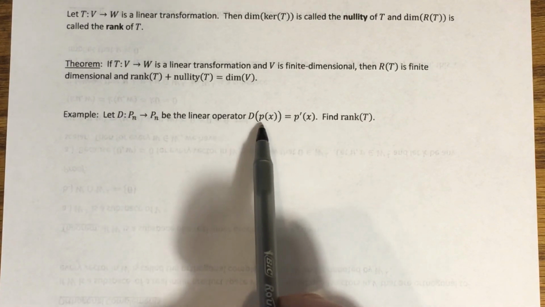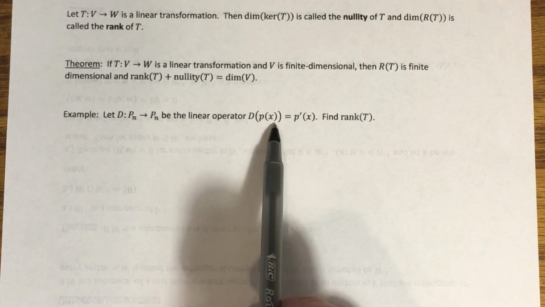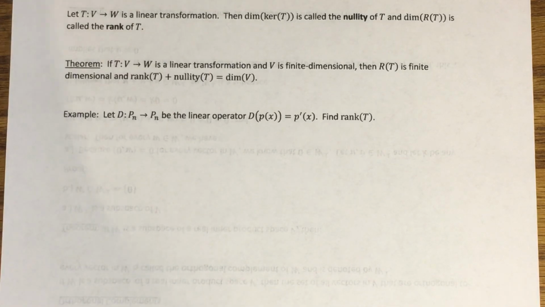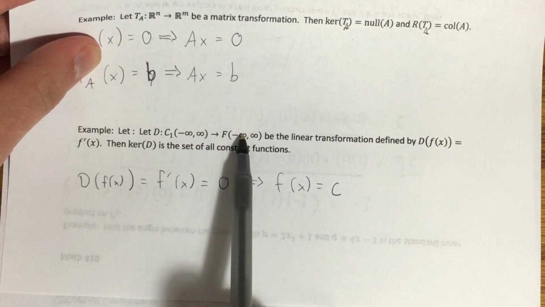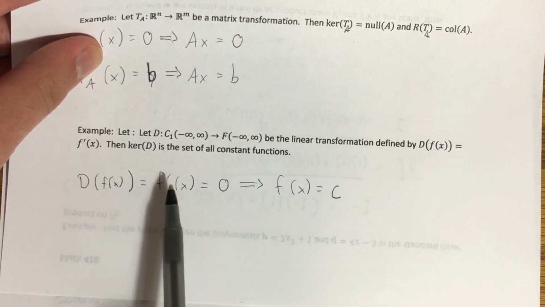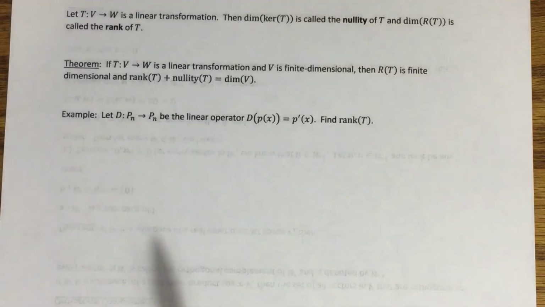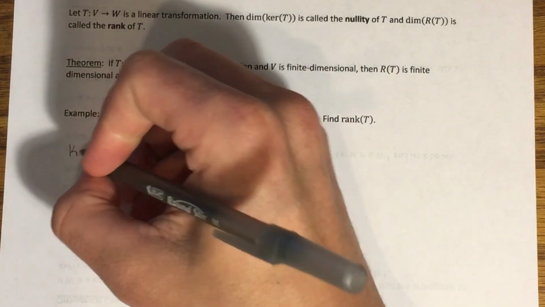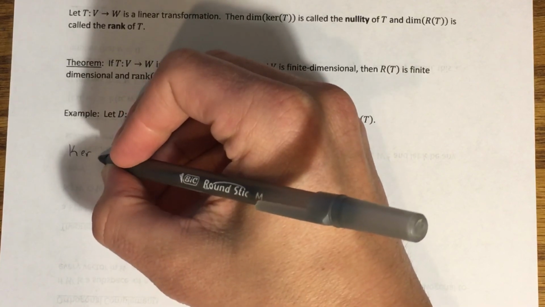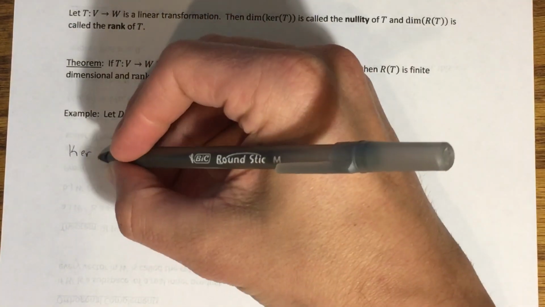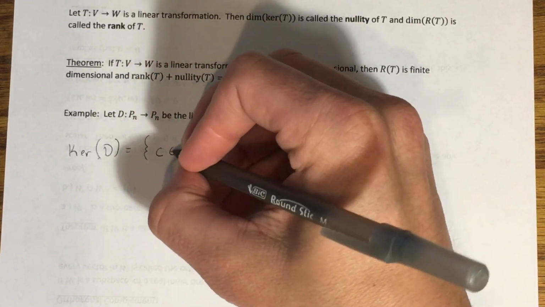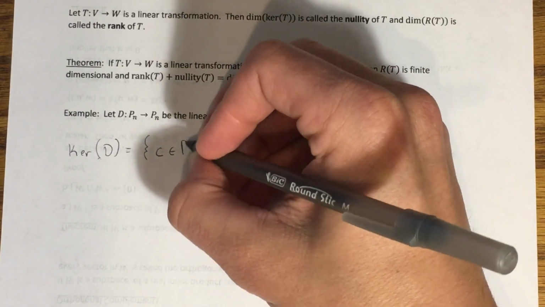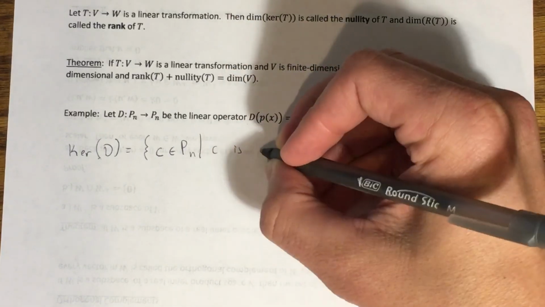Well, we've found the kernel of this transformation previously. We already did this right here. We showed that the kernel, and even though these functions are not just polynomials, the kernel would be the same because it's still a derivative that we're talking about. The kernel is the set of all constant functions. Okay, so the kernel of D is the set of all constant functions in P_n, such that c is a constant.